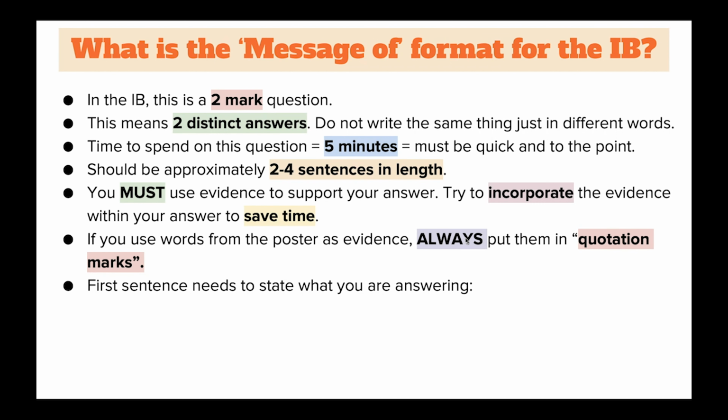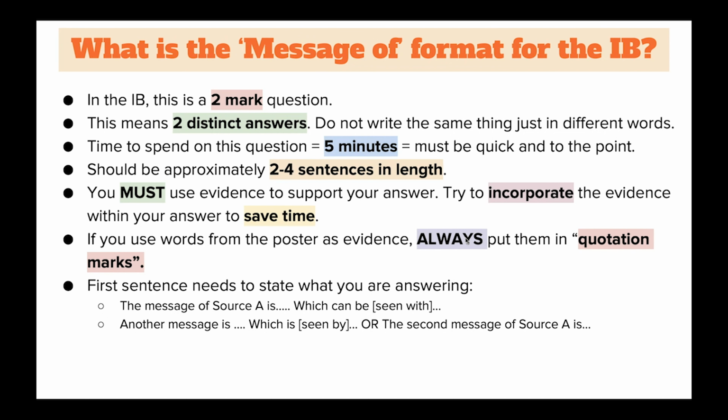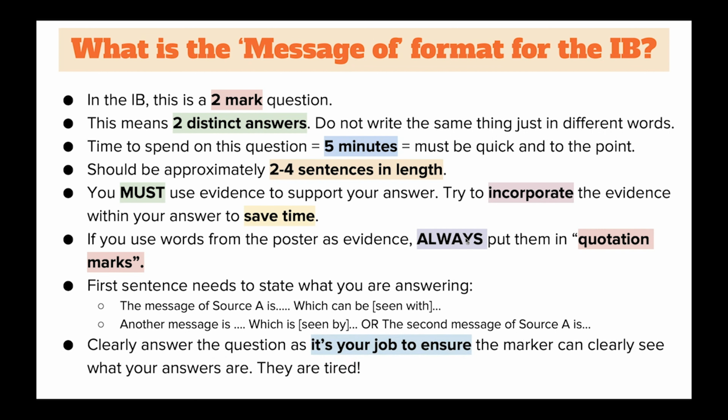So your first sentence needs to state what you are answering. And what I mean by this is just write something simple like the message of source A is, and then when you're using your evidence, you would say which can be seen with, or something to that effect. In your second sentence, you could just start it off with another message is, and then don't forget to use your evidence by saying which is seen by, or the second message of source A is, or something that's very, very clear. Okay, you need to clearly answer the question, and it's your job to ensure the marker can clearly see what your answers are.